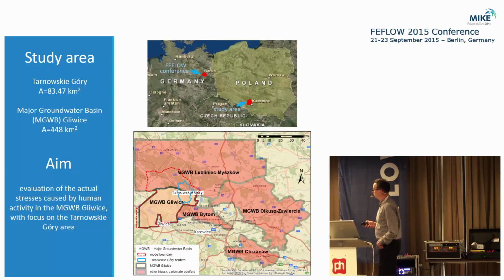What is important, the southern part of the Gliwice system and the eastern part belong to one of the most industrialized regions in Europe. It is called the Upper Silesian Industrial Region. The aim of this study was the evaluation of human impact on this area.